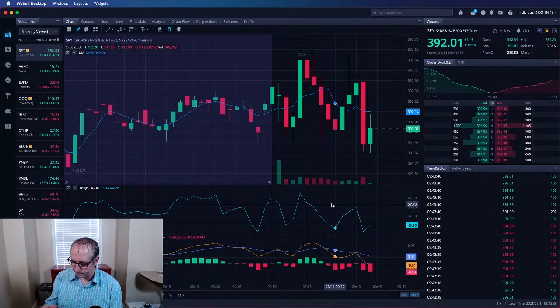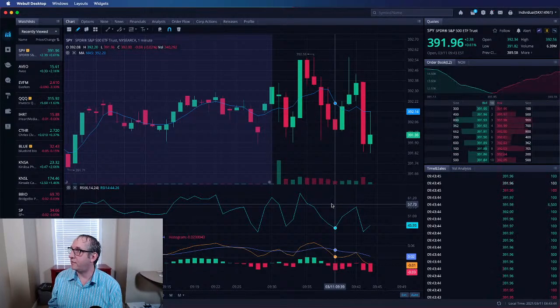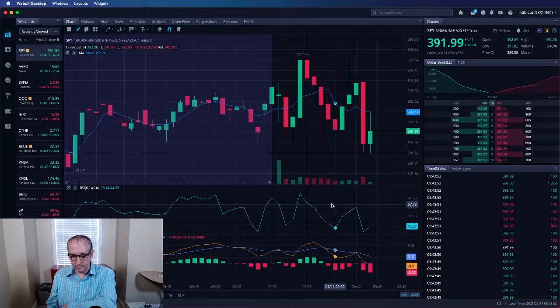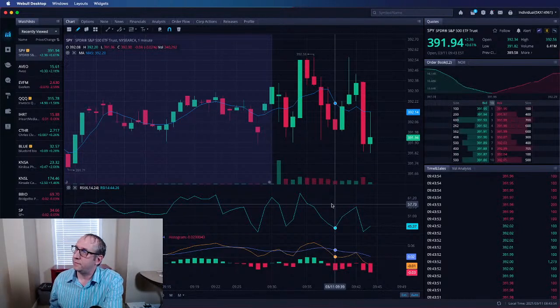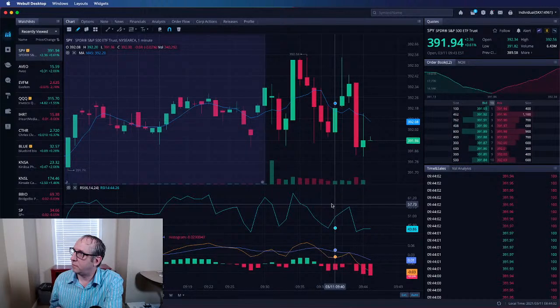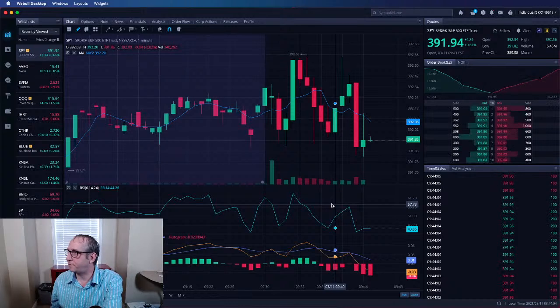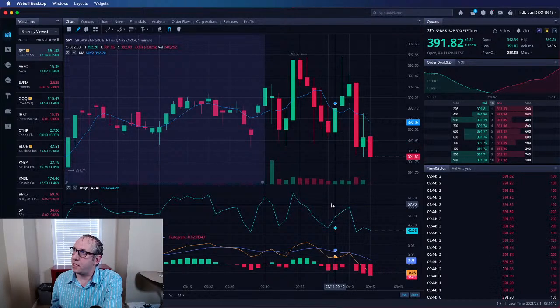Apron is not going to give us an entry point that I like, I have a feeling. Now 392.56 has become a very important level to hit.